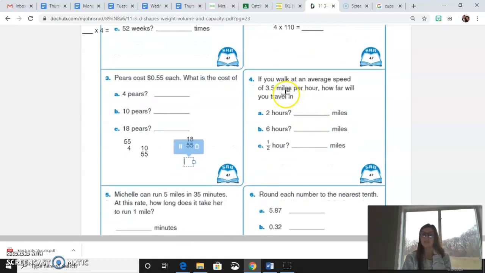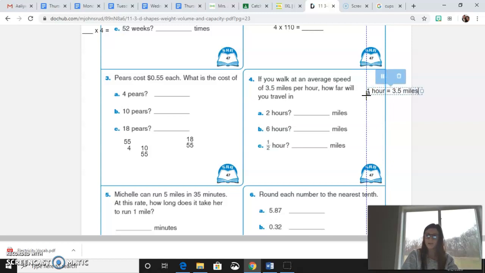If you walk at an average speed of 3.5 miles per hour, how far will you travel in 2 hours? So over here, I'm going to put 1 hour equals 3.5 miles. Down here, you're figuring out, okay, well, if I have 2 hours, I have to figure that out. So you have to take your 3.5 and times it by 2. Again, you can take out your decimal and then add it when you are done. I'm going to do the same thing for 6 hours. 6 hours equals, let me move that. So you have to do 6 times 3.5 or 35 times 6, add your decimal after it.